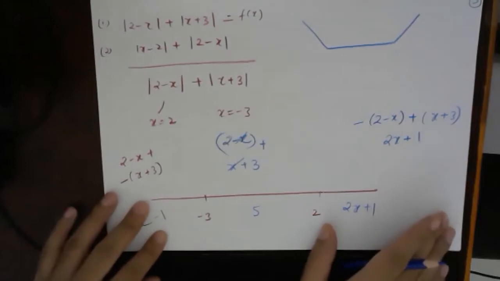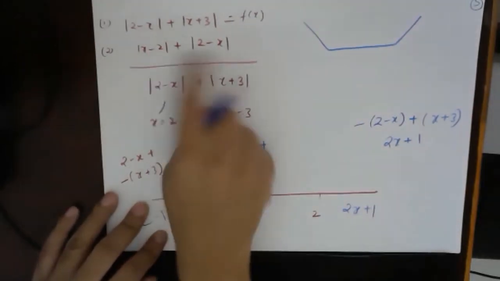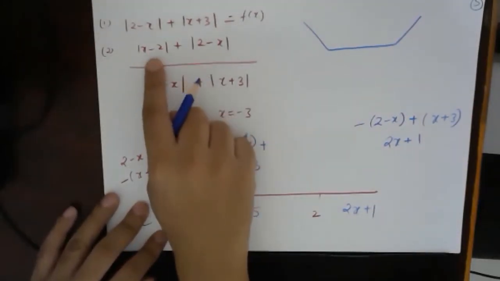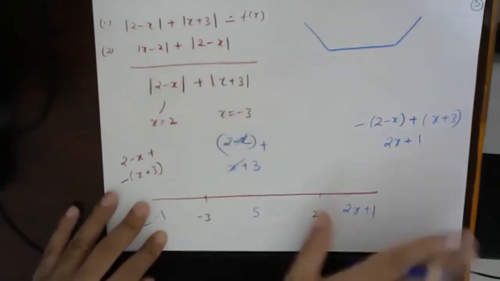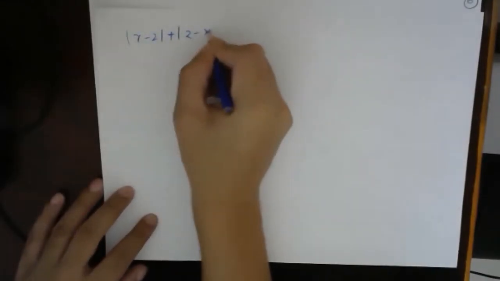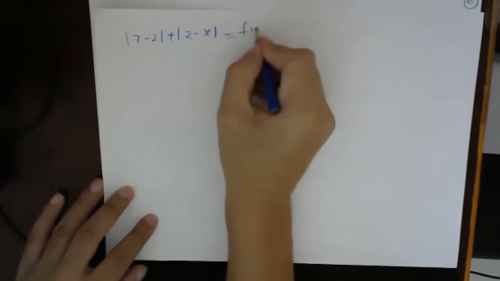Now let's look at the next question. Let's look at this question. What's the difference about this question? Let's see. Question number 2. So this is mod of x minus 2 plus mod of 2 minus x. Let's see. So mod of frustum shape. Frustum. X minus 2 plus mod of 2 minus x. And this is f of x.